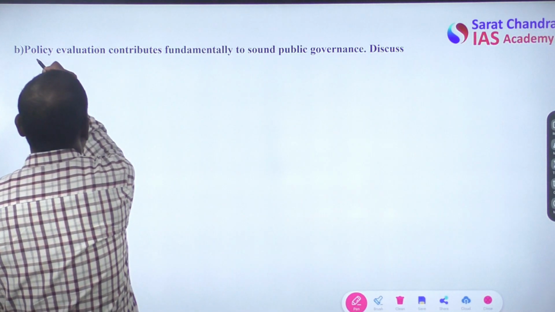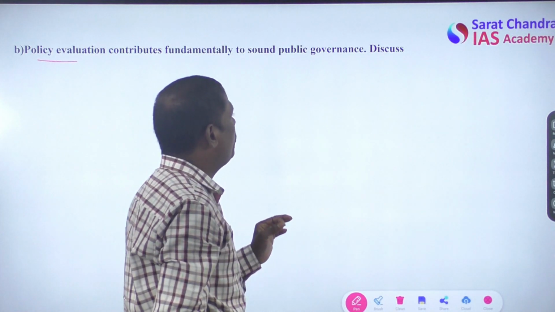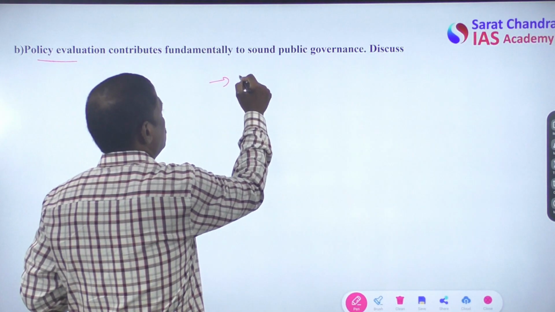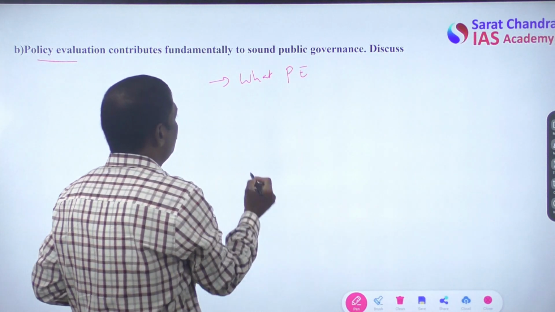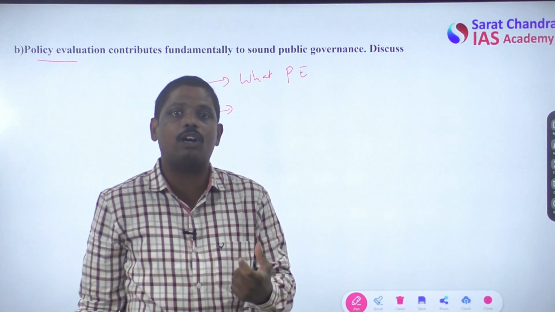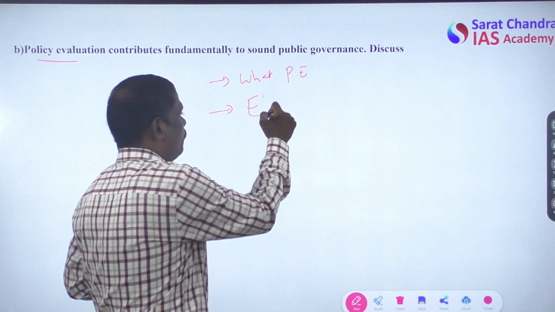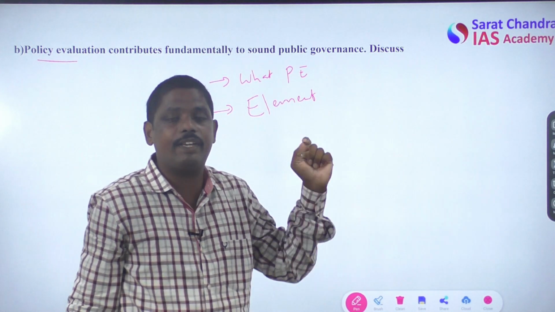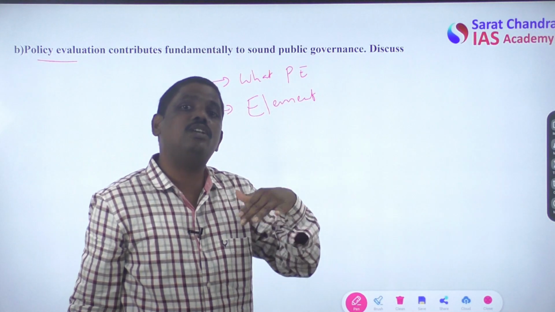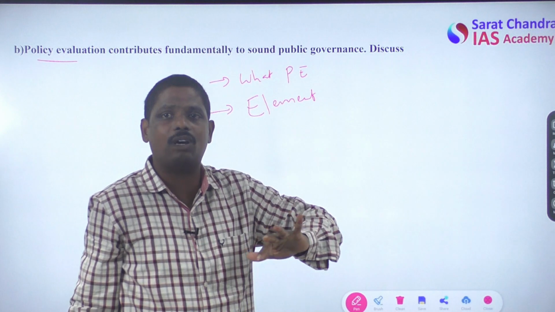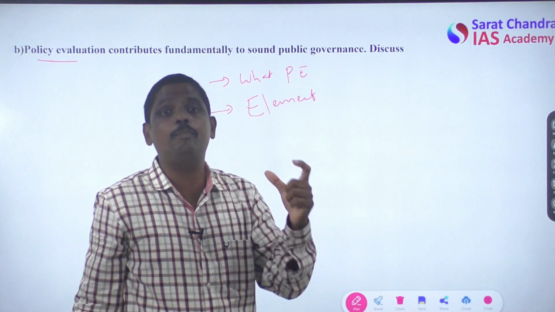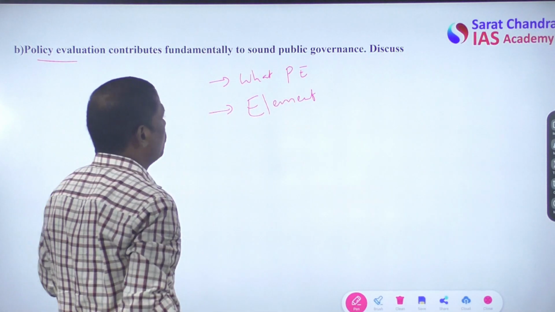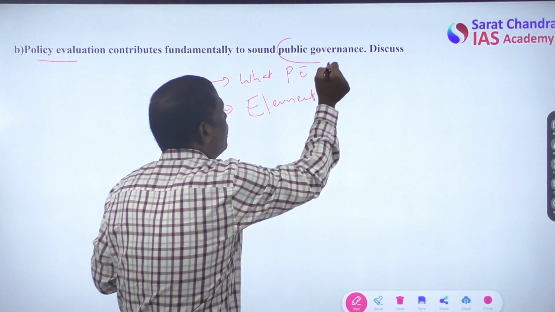Right, so policy evaluation contributes fundamentally to sound public governance. First of all, what is policy evaluation? What are different elements of policy evaluation? So talk about different elements of policy evaluation. Remember, the question revolves around the significance of policy evaluation. So we need not bring about the loopholes or drawbacks or the challenges. We need to highlight the importance of policy evaluation. The crux of the answer is the importance of policy evaluation in improving public governance.